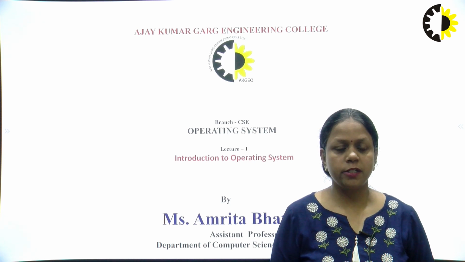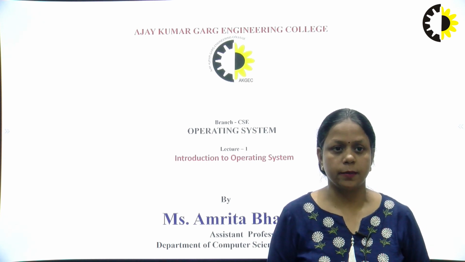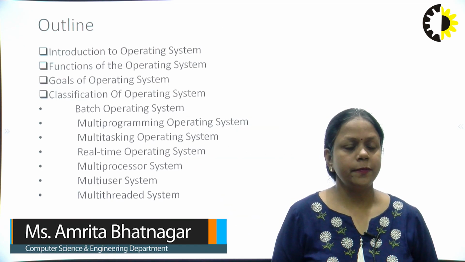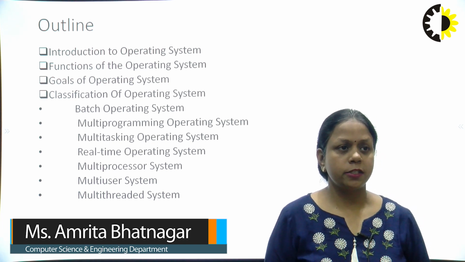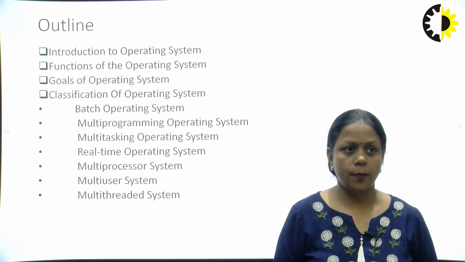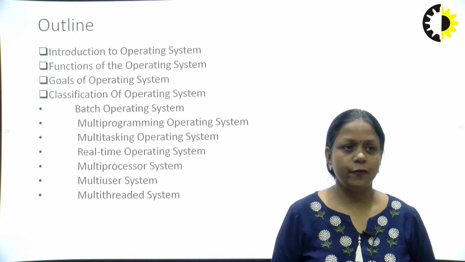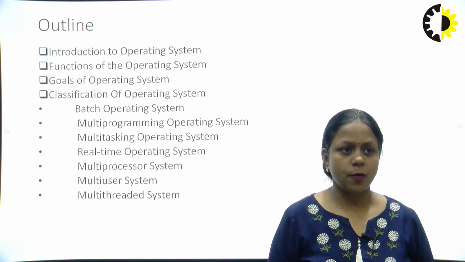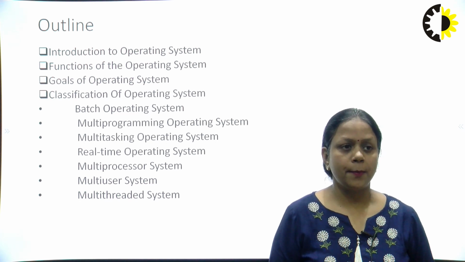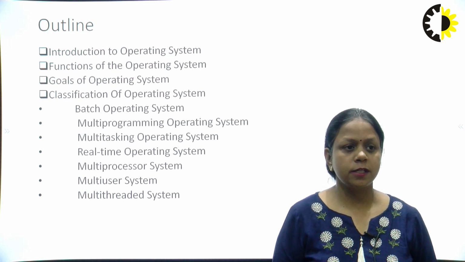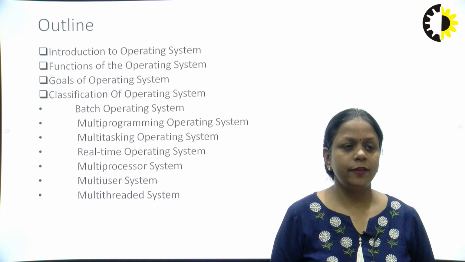Today's topic of discussion is operating system, an introduction to operating system. This is the main outline of the lecture. Firstly, we will understand what the operating system is. Then we will understand the functions of the operating system, then the goals of the operating system. And finally, we will see different types of operating system, or you can say the classification of operating system: batch operating system, multi-programming operating system, multitasking operating system, real-time operating system, multi-processor systems, multi-user system, and multi-threaded system. Then we will discuss all these types of operating system.